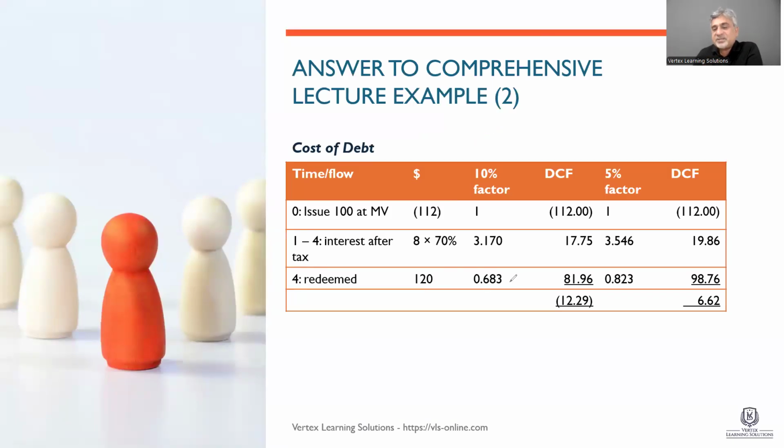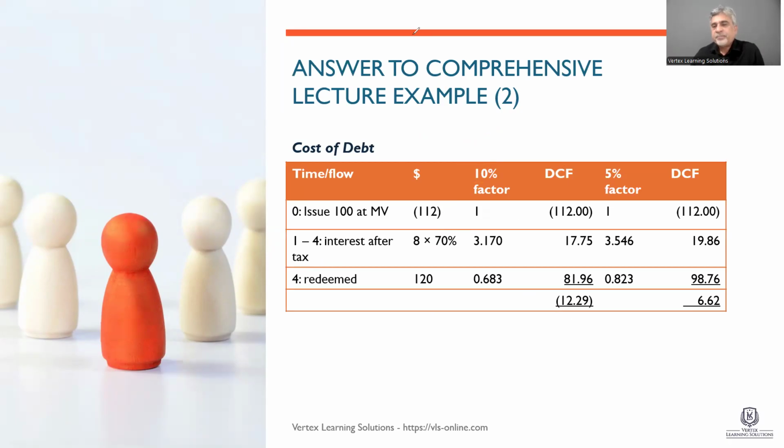And this is the 4th year present value factor. This is the 4-year annuity factor. 3.16 is what? You go to your annuity table and see 4 years at 10%. So this is the annuity factor, and this is the 4th year present value factor, which is 0.683. You calculate the discounted value, and it is negative.